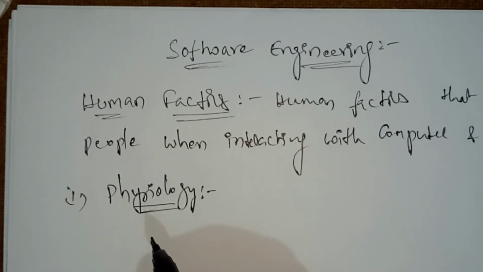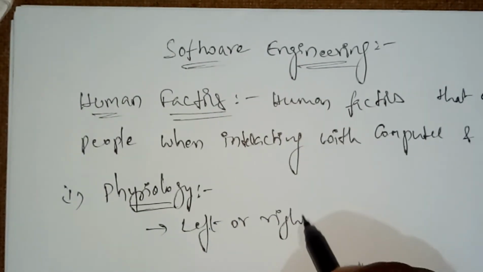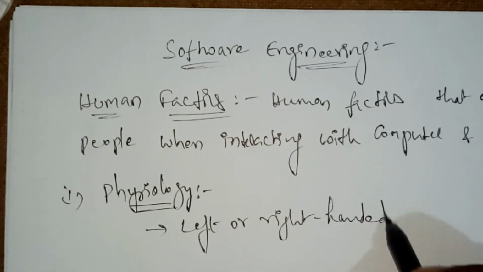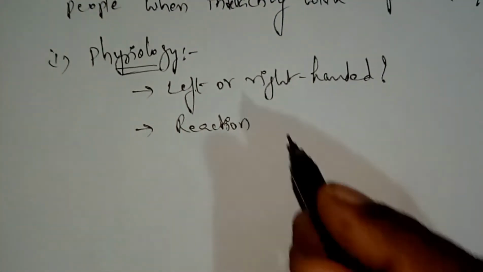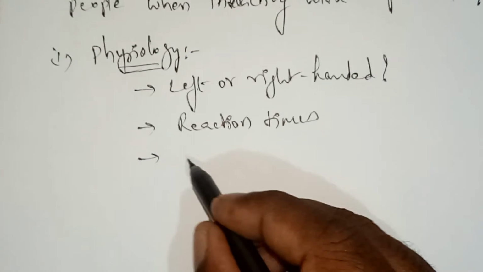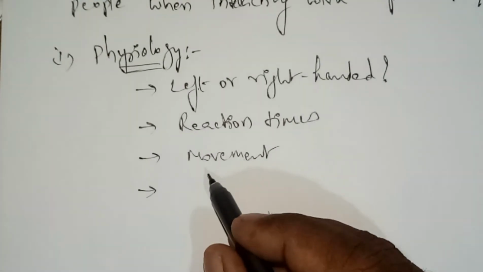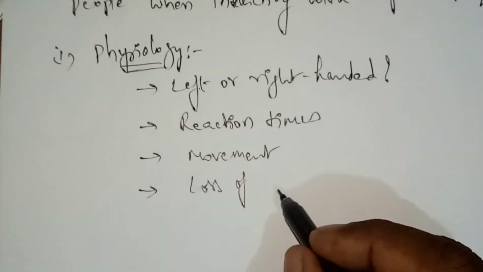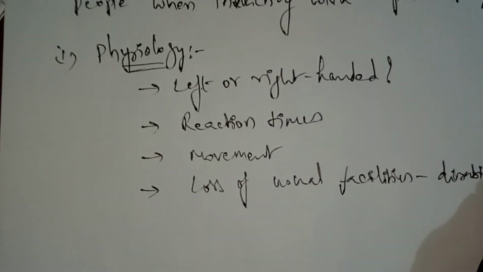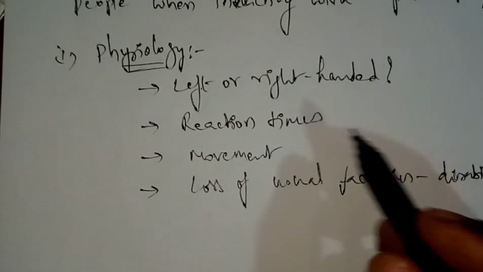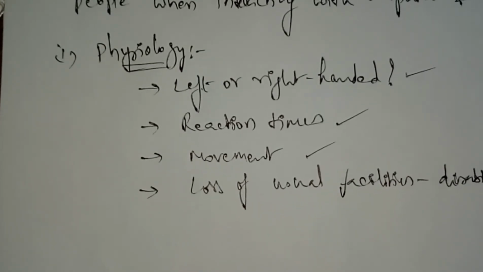So particular HCI factors to consider are, first, whether they are left or right-handed, their reaction times, movement, and loss of usual facilities, like disabilities. So that is physiology: whether they are left or right-handed, what the reaction times are, what the movement is, and what the loss of usual facilities, like disabilities, is.